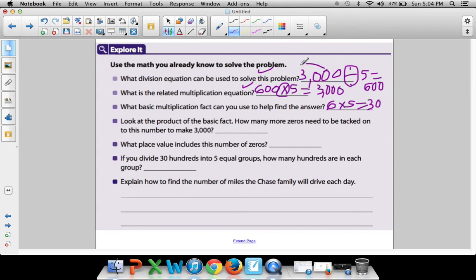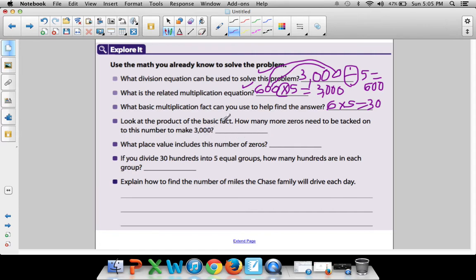So all these zeros as a part of the equation, they don't change much. All they do is add a couple more zeros to an answer. But it's still the same kind of work. 6 times 5, 600 times 5. 6 times 5 is 30. 600 times 5 is 30 with a couple more zeros added on, or 3,000. You should be able to see how they're related.